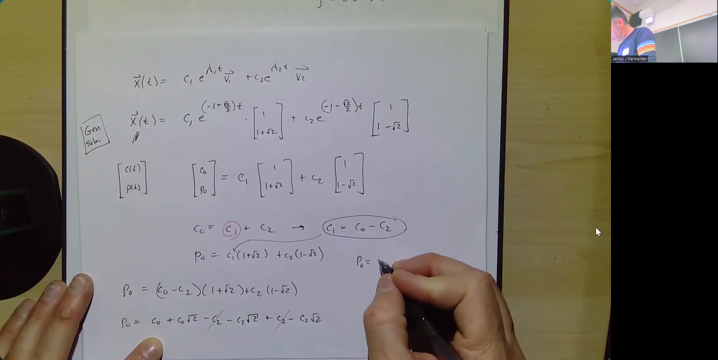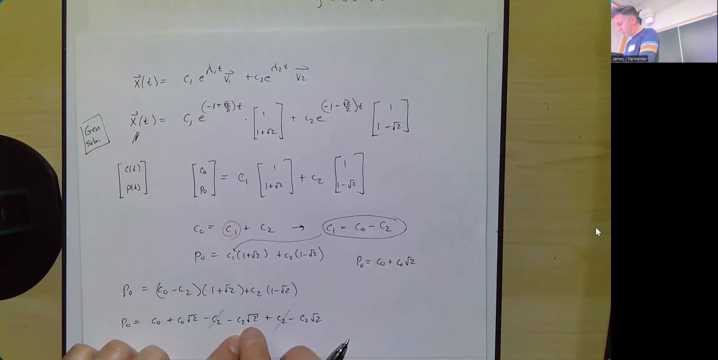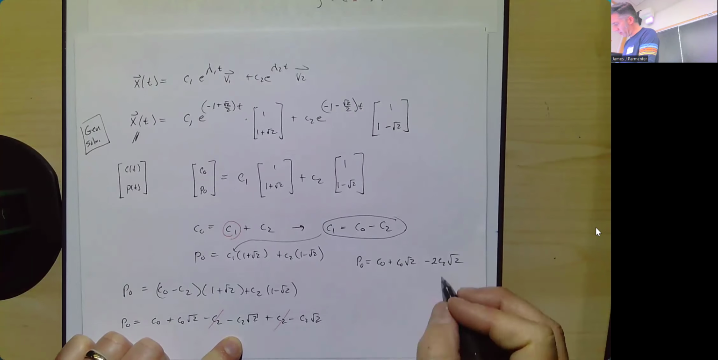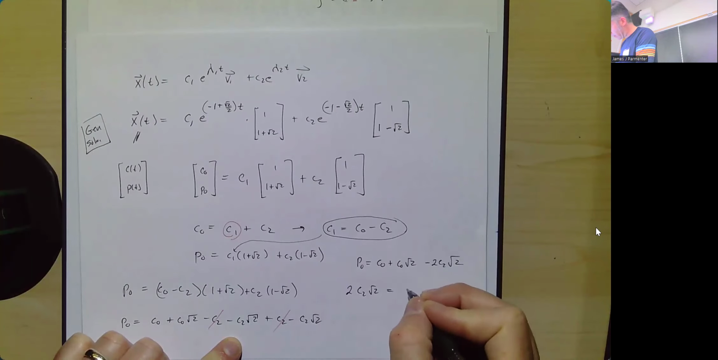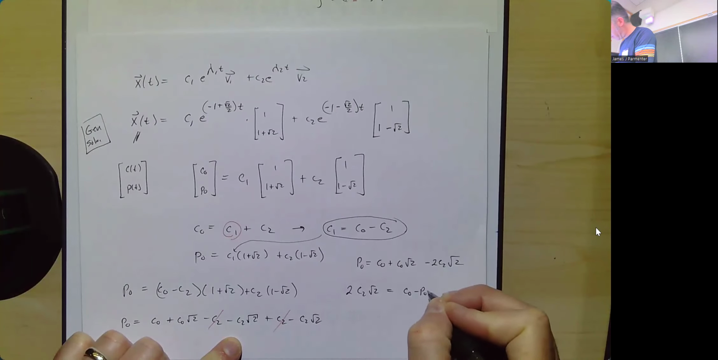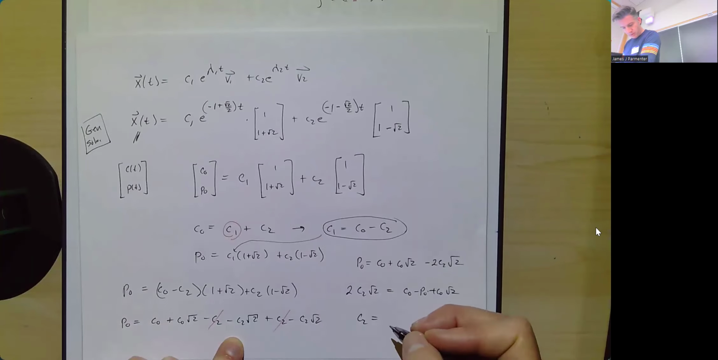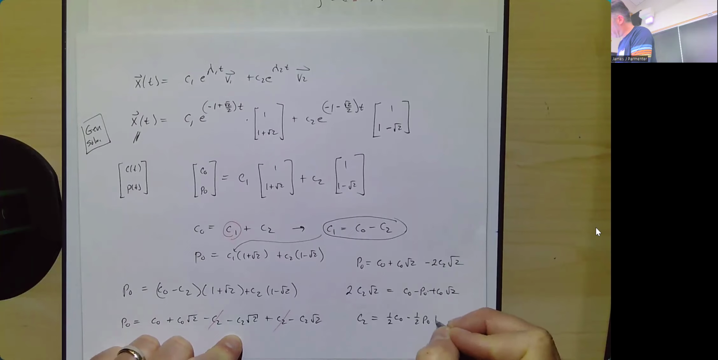So P0 equals C0 plus C0 root 2. And then I have minus C2 root 2 minus C2 root 2. So I have minus 2C2 root 2. Let's bring that over there. So we have positive 2C2 root 2. Bring that over there. So we've got C0 minus P0 plus C0 root 2. And then finally, C2 is equal to all that, just terrible, divided by 2, or times 1/2. So C2 is 1/2 C0 minus 1/2 P0 plus root 2 over 2 C0.